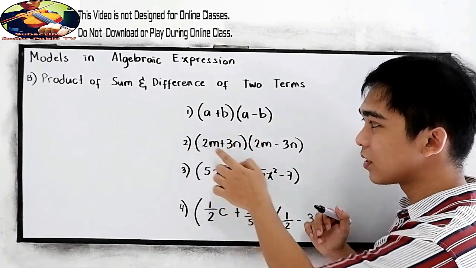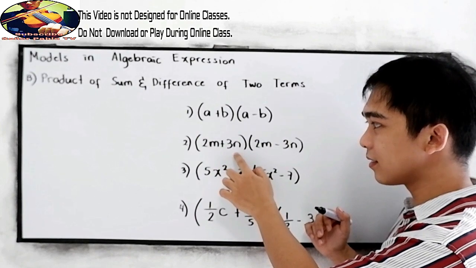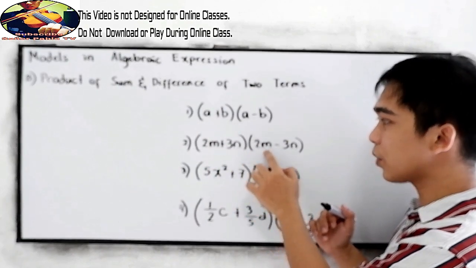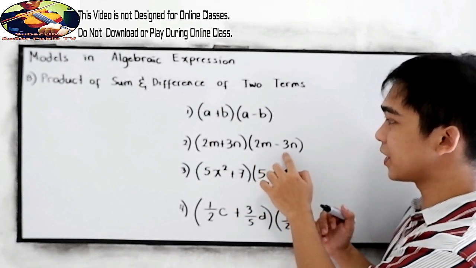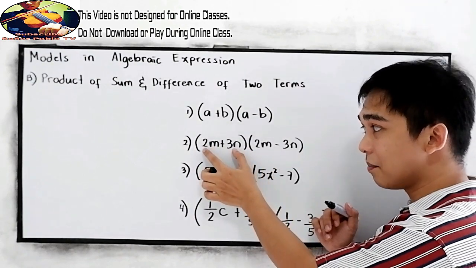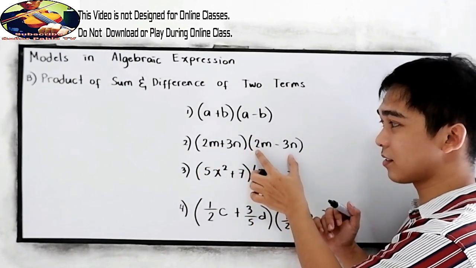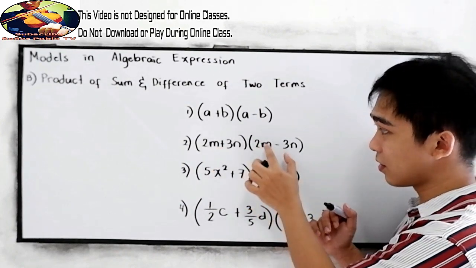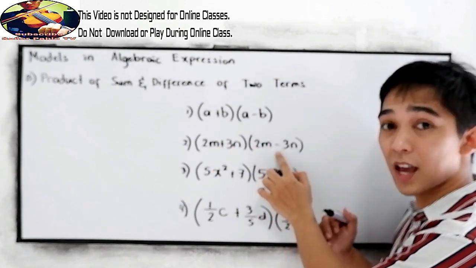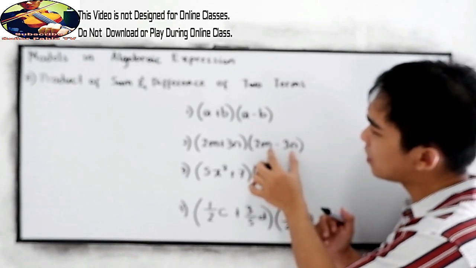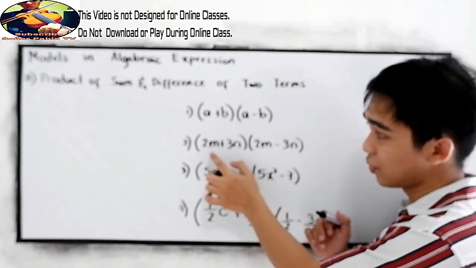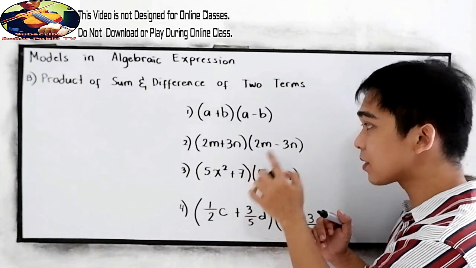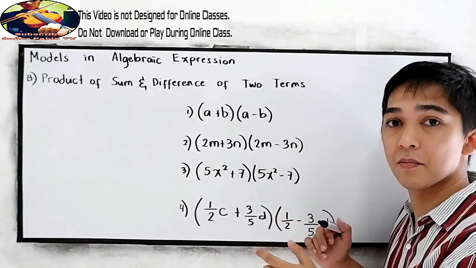Number 2, 2m plus 3n times 2m minus 3n. We have the sum and the difference. So notice that we have the plus and minus sign. It can also be interchanged: 2m minus 3n times 2m plus 3n. They are still the same.